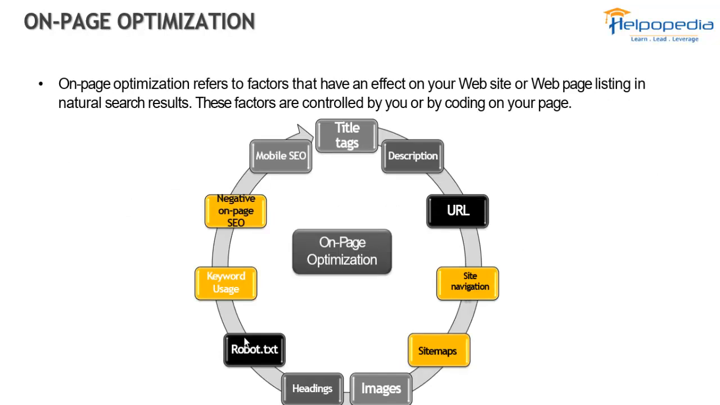Now the next thing that we have is on page optimization. So what is on page optimization? On page optimization refers to all the factors or strategies that we perform on our website. That is the reason it says on page. On page means on our website, all the pages of our website, and we want to optimize all those pages, which comes under on page optimization.